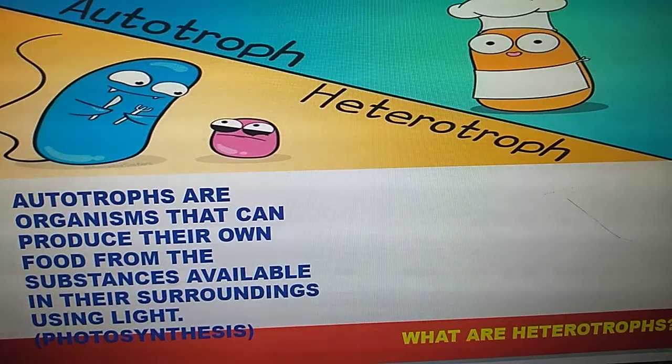Students, as we know, plants are also known as autotrophs. Autotrophs means they can produce their own food from the substances available in their surroundings using light, and the process is known as photosynthesis. What are heterotrophs then?